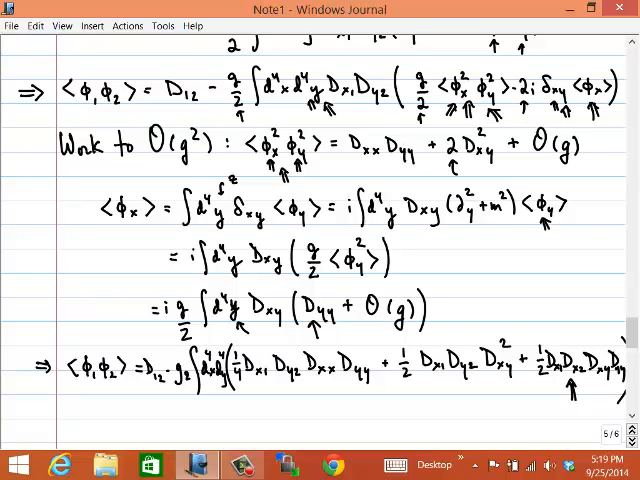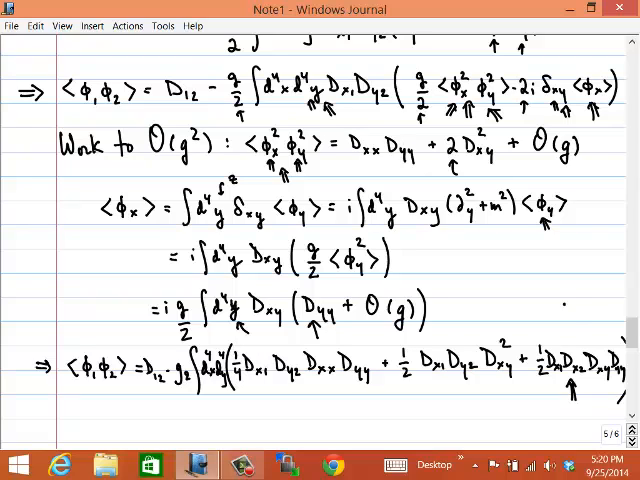There will not be any terms linear in the coupling constant. That's correct. Okay, good. Any other questions? I mean, that's a particular feature of this phi cubed interaction term that we've written down. Any other corrections? Any other questions?